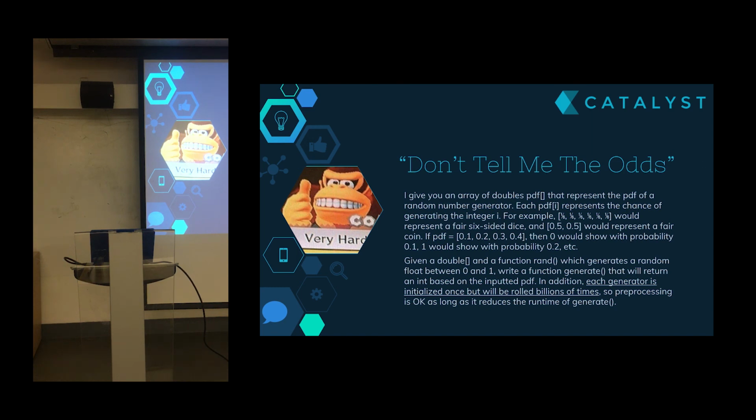Question: what's the rand function like? It's just given to you. Just consider it like how Java has a random function. What is it supposed to be doing in this question? I want you to convert a call of the rand function into generating an integer based off of the probability distribution function given by that array of doubles.